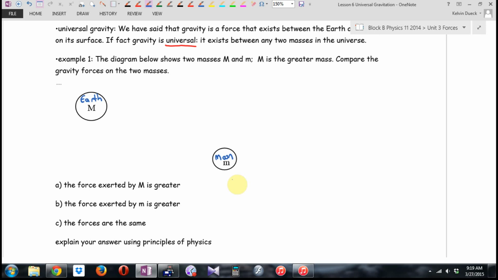Devin, you're wrong. The forces are identical. Now, Devin, F equals what? Which one has a smaller mass? The Moon. So the Moon has a bigger acceleration. Same force, though. Same force.